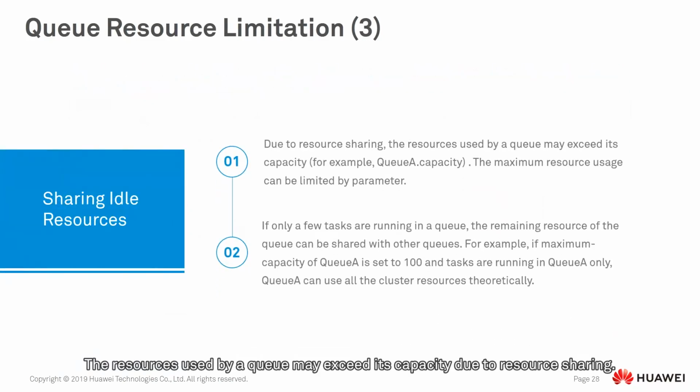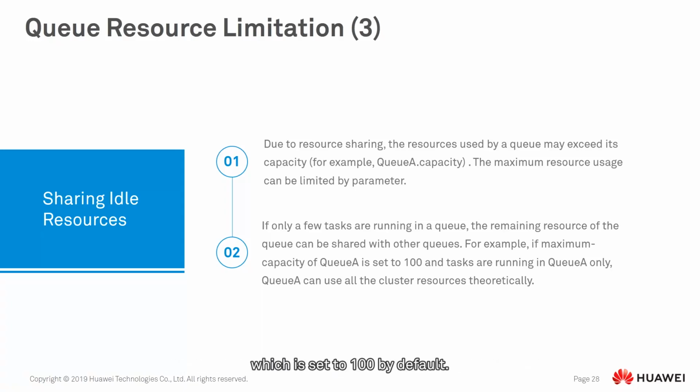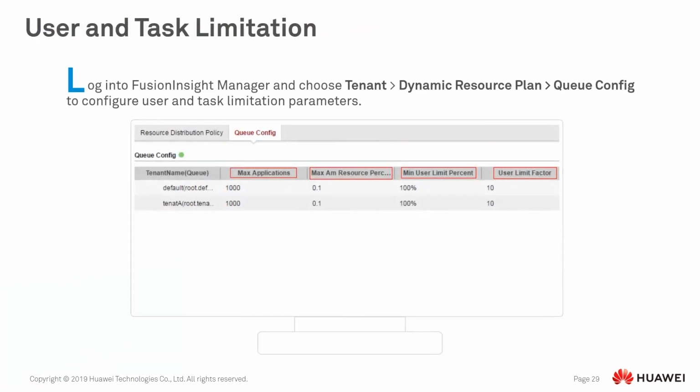The resources used by a queue may exceed its capacity due to resource sharing. The maximum resource usage can be limited by a parameter, which is set to 100 by default. For example, if the maximum capacity of QA is set to 100, and there are only tasks running in QA, theoretically, QA can use all the cluster resources. Besides, Yarn supports limiting users and tasks. We can configure the user and task limitation parameters by Fusion Insight Manager in the QConfig page.